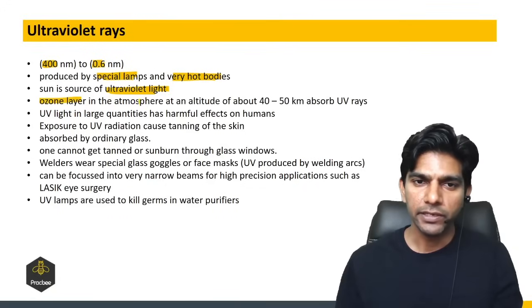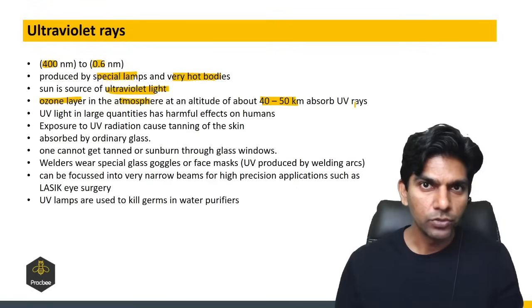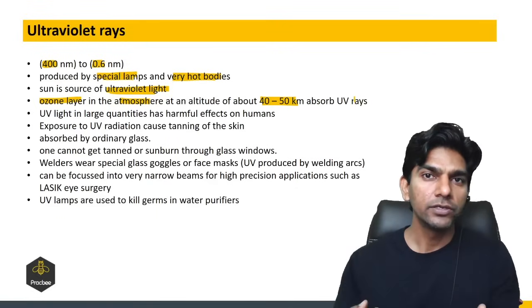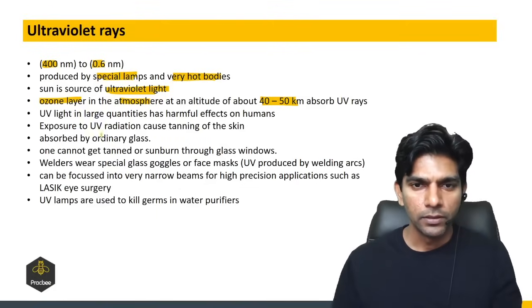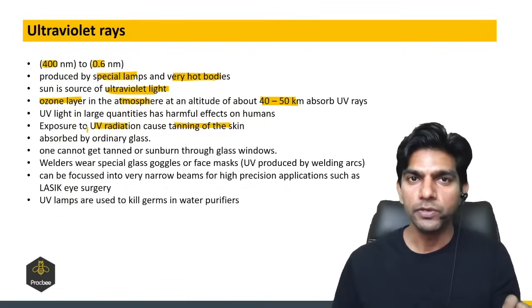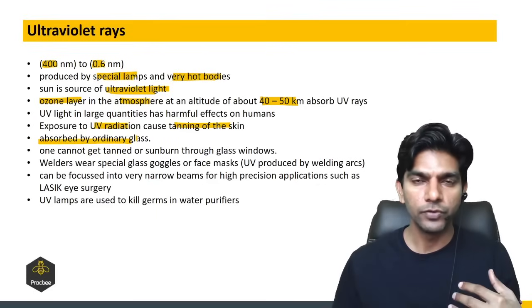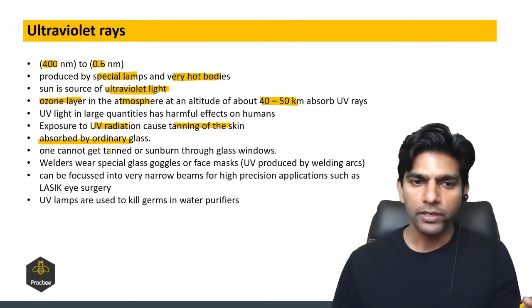But the ozone layer in the atmosphere, which is at an altitude of 40 to 50 kilometers, absorbs UV radiations, and these UV radiations, if consumed in large amounts, are harmful. So exposure to UV radiation causes tanning of the skin, and these UV radiations are absorbed by ordinary glass. So if you are under a glass window, then there will be no effect of the UV radiation. So one can't get tanned or sunburned through glass windows.